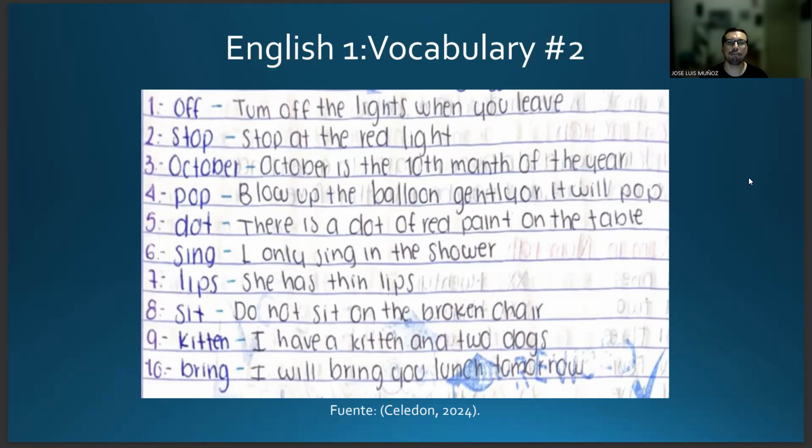Number 4, you have pop. Blow up the balloon gently, it will pop. Number 5, you have dot. There is a dot of red paint on the table. Number 6, you have sink. I only sing in the shower. Number 7, you have lips. She has thin lips. Number 8, you have sit. Do not sit on the broken chair. Number 9, you have kitten. I have a kitten and 2 dogs. What is the meaning of kitten? Gatito. Gato, cat. Kitten, gatito, chiquito. I will bring you lunch tomorrow.